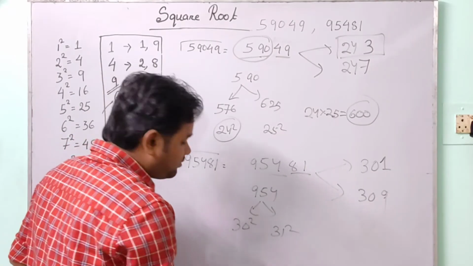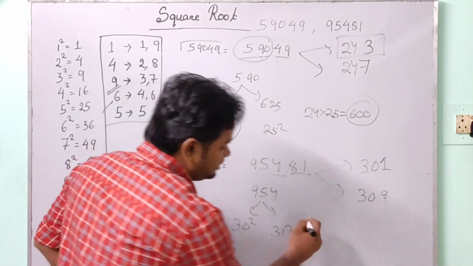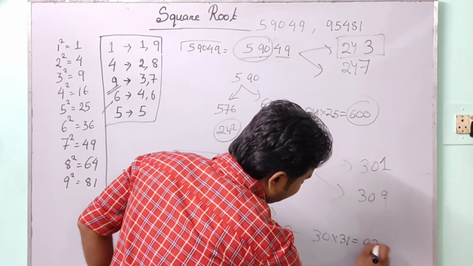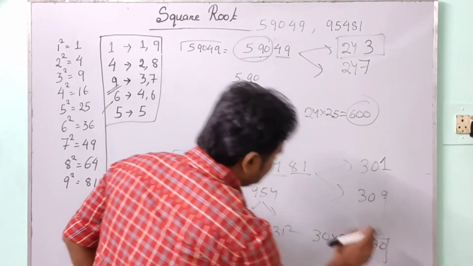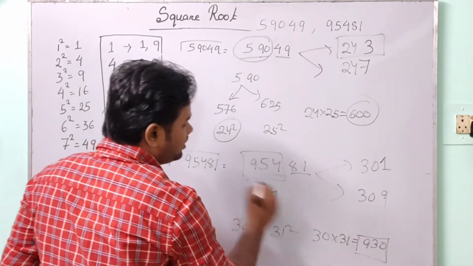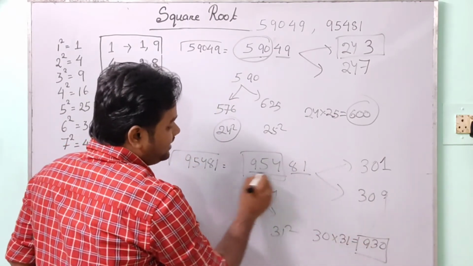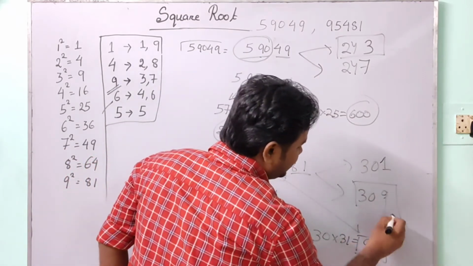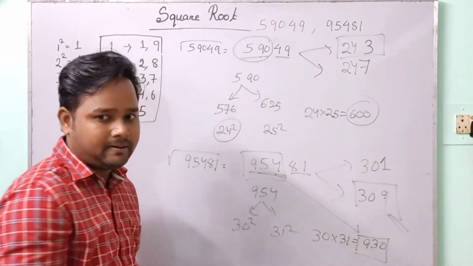The last point is I have to multiply 30 and 31. The multiplication of 30 and 31 is equal to 930. So, 954 and 930. We know that 954 is greater than 930, so the greater number is the answer. So the answer is 309.